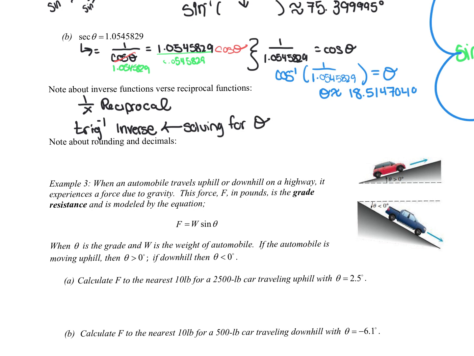So notes about rounding and decimals, I've mentioned it once, I'm going to mention it again. Make sure you read the directions, and you give back what's given to you. So if the problem's in degrees, make sure you stay in degrees, and if it's in radians, then you're going to be in radians. But you don't want to change angle measures unless the direction asks you for the answer in a different measure.